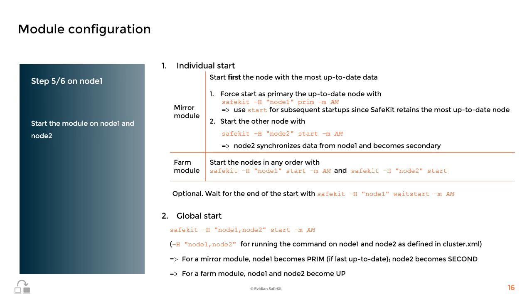For a farm module, start the nodes in any order with the safekit start command and by specifying the node name in the -H option.